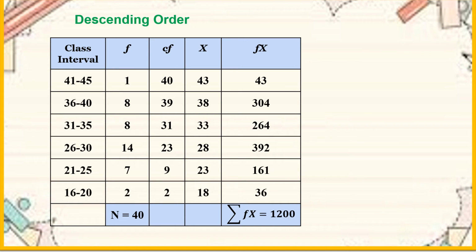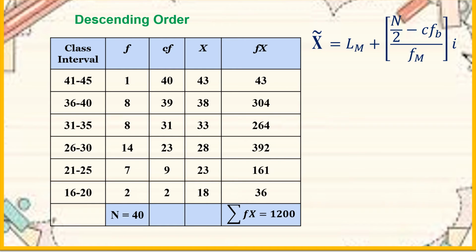Now let's move on to descending order type of data. Why descending? Because we started from the highest class interval down to the lowest class interval. From here, we use the same formula for the median. It's just the positioning of your cumulative frequency below. So using the same formula, first we are going to determine the median class.